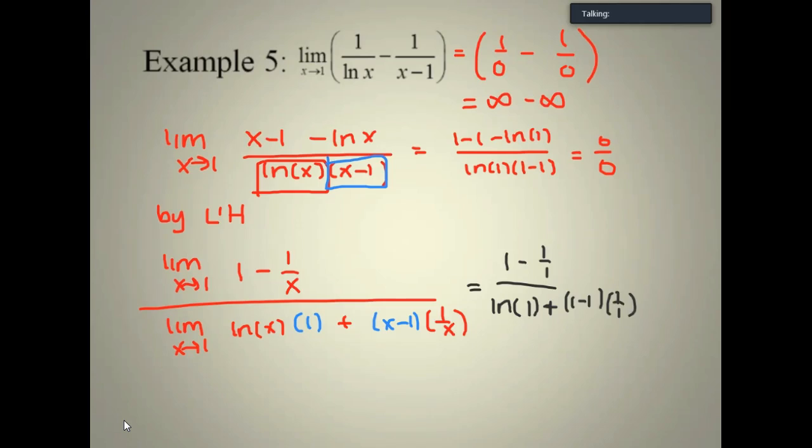Plug in your limit values. One minus 1 is 0. Natural log of 1 is 0. Plus 1 minus 1, which is 0, and 0 plus 0 is 0, and you're kind of angry because you got the indeterminate form again. So you L'Hopital it.